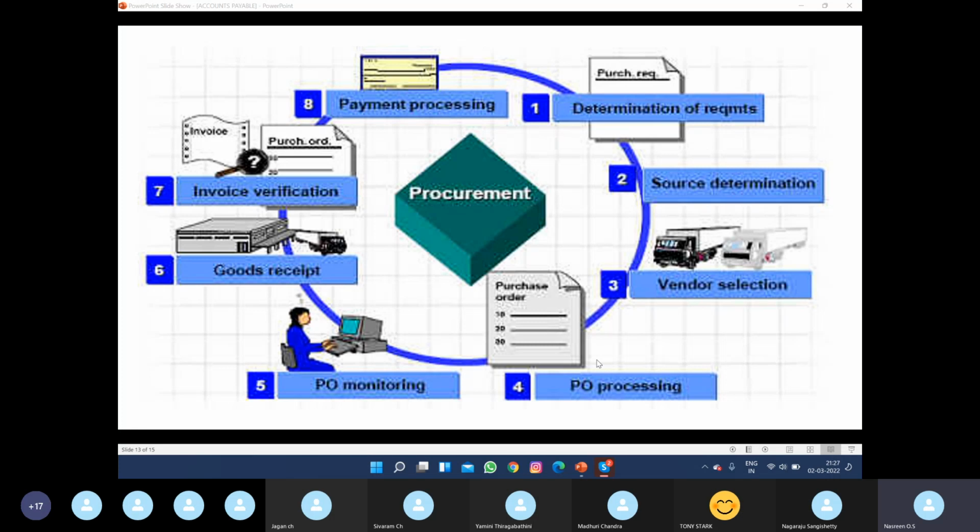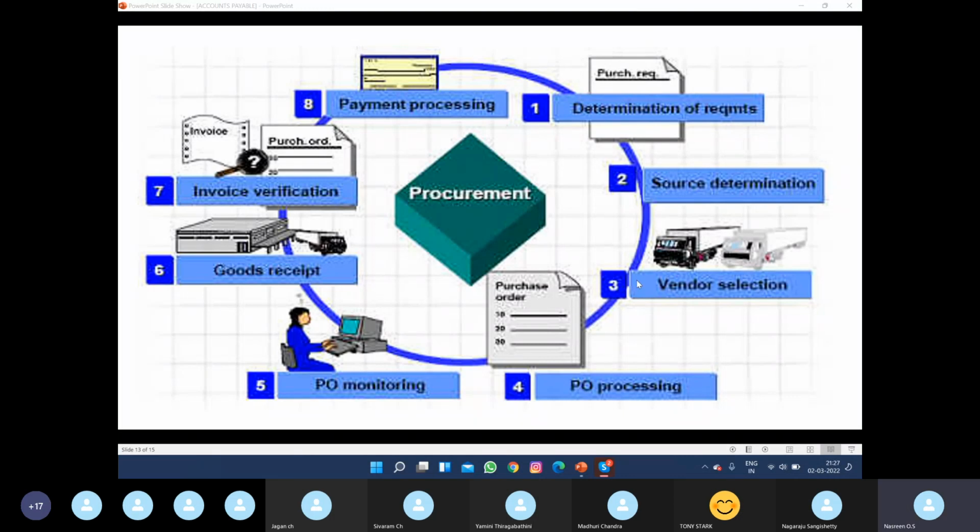Cheaper rate is not the only criterion. We also consider the quality that he is providing, and the support that he gives if there is any kind of discrepancy or any kind of damage, etc. Based on all those criteria, we select the vendor. After selecting the vendor, we process the PO. PO is nothing but the purchase order. What does this purchase order contain? This purchase order contains all our requirements.